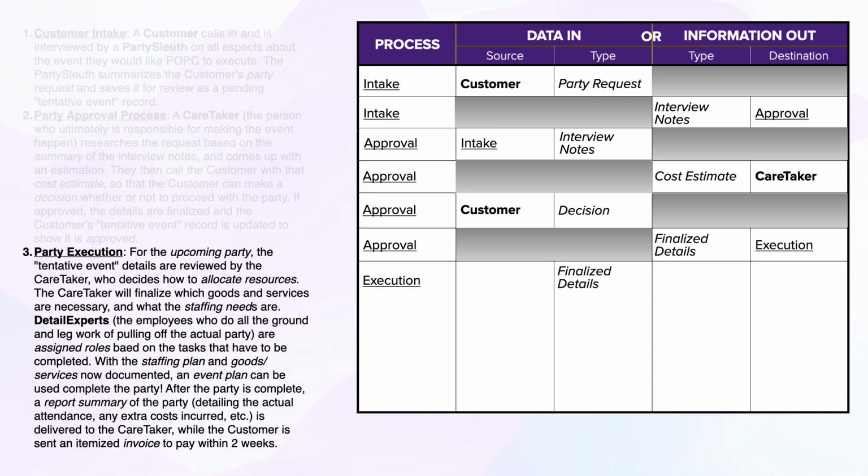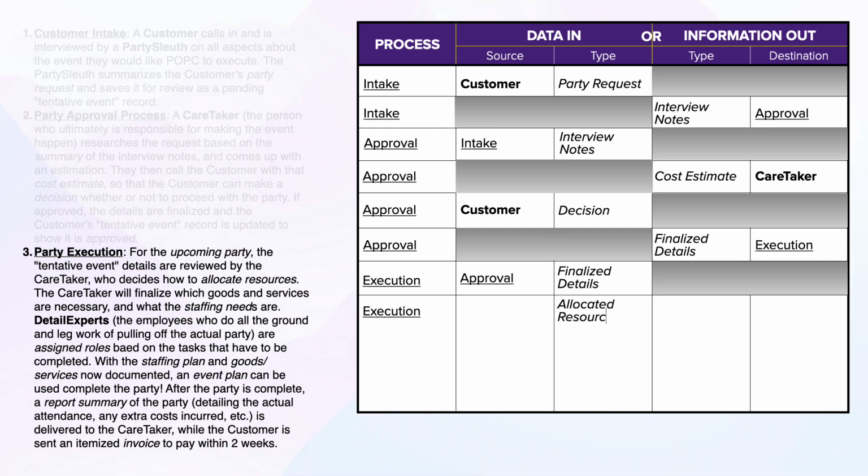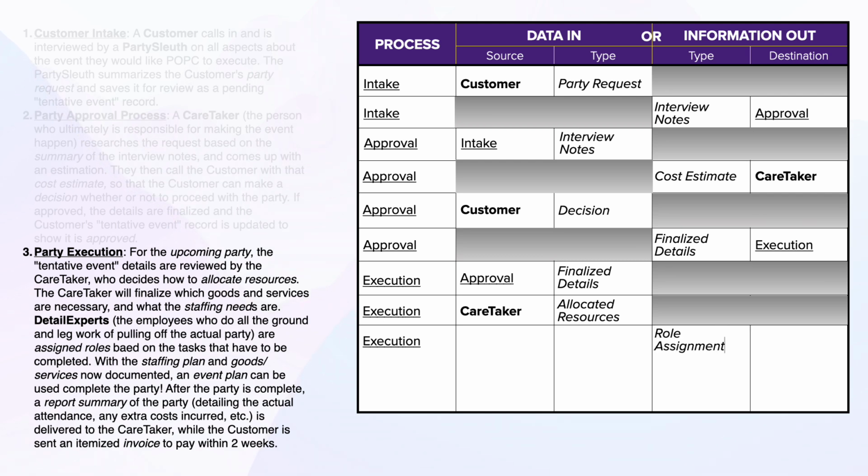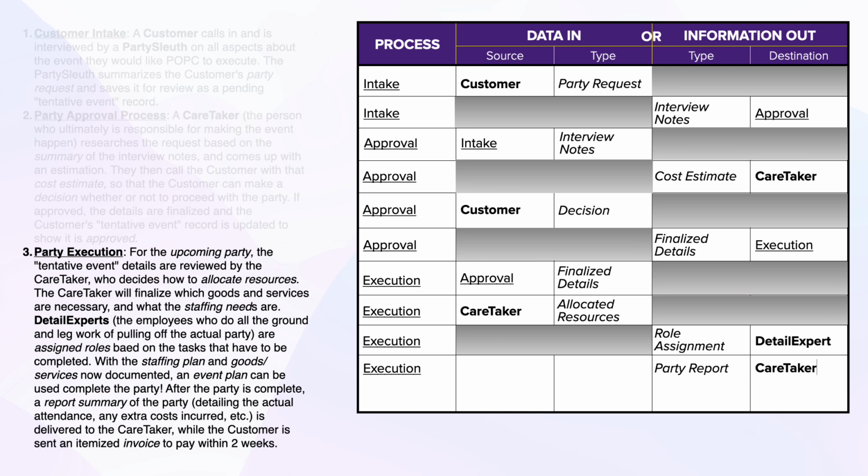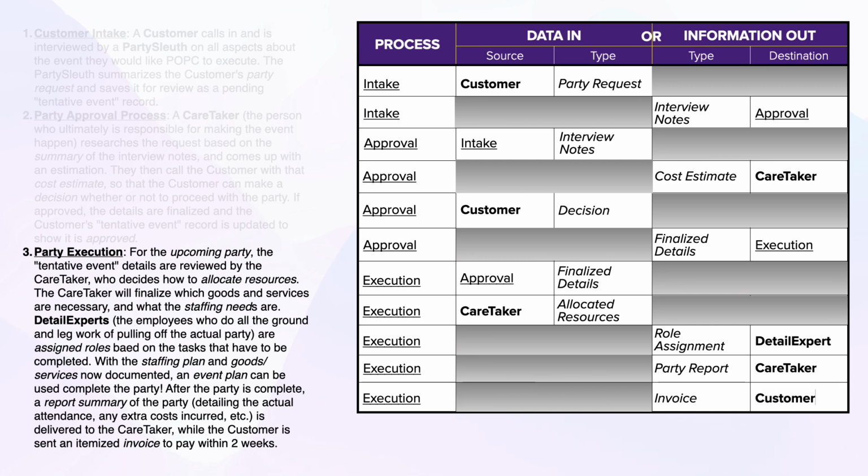So as the final output we have mapped here for approval, that is going to be an input for execution, which comes from the approval process. So I've included that here as well. There is also an input in the form of allocated resources. Our description indicates that the source of that is caretaker. Execution also has an output in the form of role assignment, and the destination for that is detail expert. Party report as an output has a destination of caretaker. And finally, invoice is an output that has a destination of customer.